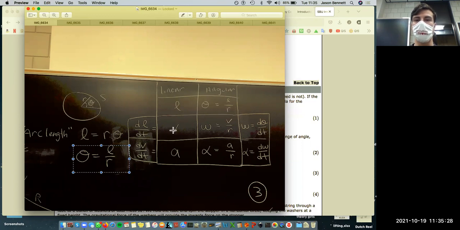Same thing for velocity. Velocity in angular, which we'll call omega, that's that little Greek symbol omega, is v divided by r. It's also just like v is the derivative of L, the time derivative of L. Omega is the time derivative of theta. Same thing for acceleration. Acceleration is the derivative of velocity. Velocity is the derivative of position. And the same correspondence here holds.